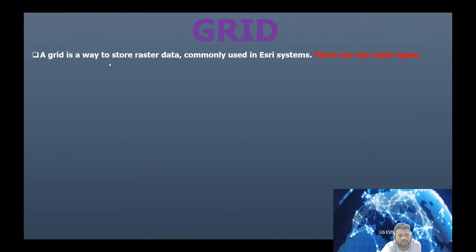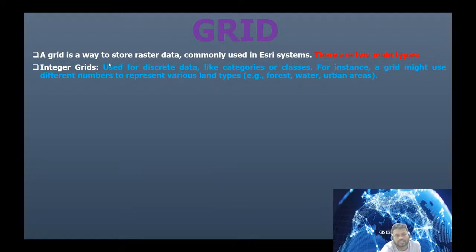A grid is a way to store raster data, commonly used in GIS systems. There are two main types of grid. The integer grid is used for discrete data like categories or classes. For instance, a grid might use different numbers to represent various land types, for example forest, water, urban areas. And floating point grids are used for continuous data like temperature or elevation, where values change smoothly over an area.